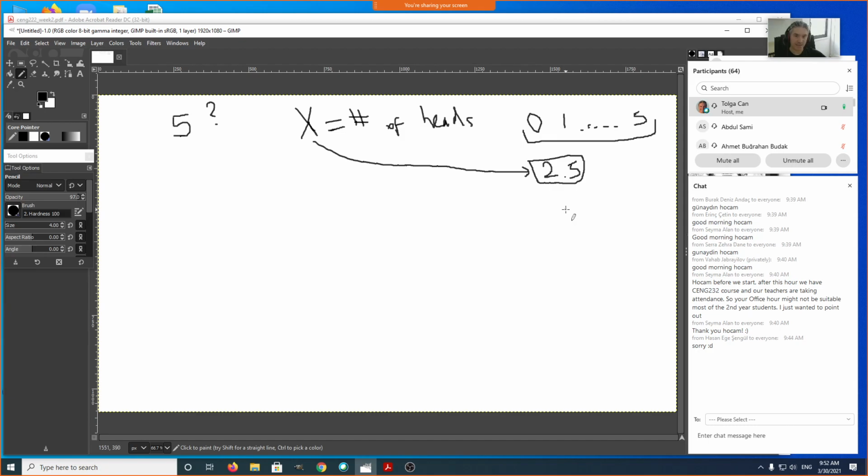The expected value can be a real value like 2.5, because it's our average expectation. And the way it is computed is not just the average of these 5 numbers. The way expected value is computed takes into account the probabilities of all of these things. For example, x can be 0, but with what probability?